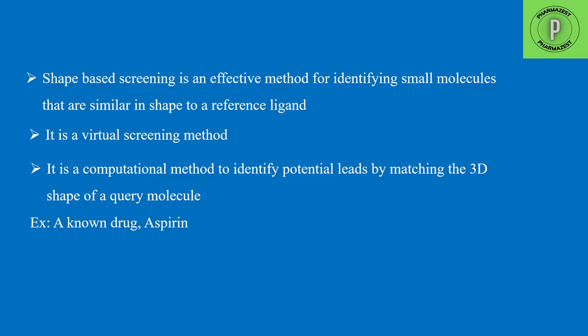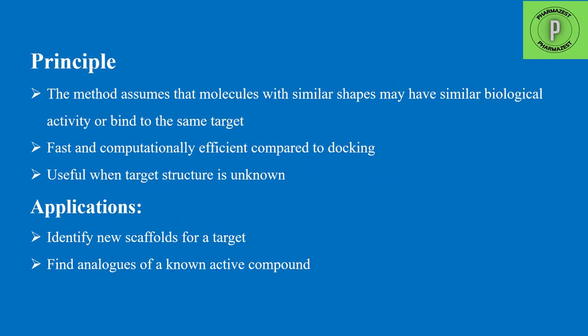For example, you can take any known drug, like the structure of aspirin, and search it across the databases. The principle involved in this method is that it assumes molecules with similar shapes will have similar biological activity. That is, suppose we take the shape of a molecule like isoniazid. Whichever molecule has a similar shape to isoniazid will have similar biological activity and will bind to the same target.